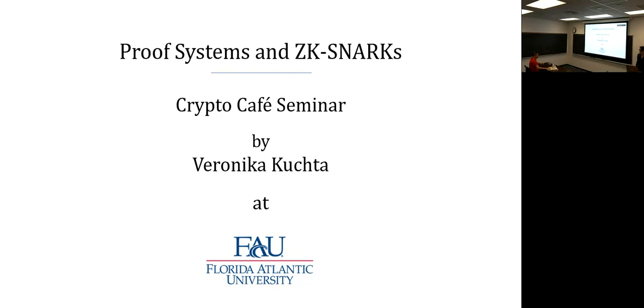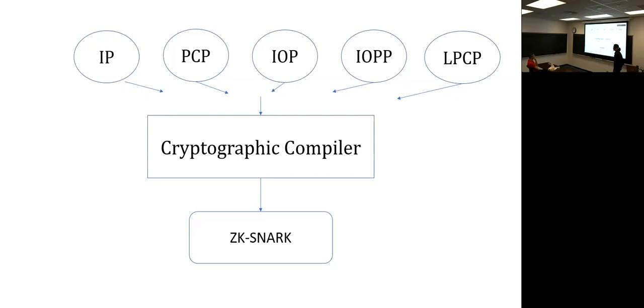So today I'm going to talk about proof systems and ZK-SNARKs. The outline of the talk is the following. I will explain a little bit further what ZK-SNARKs are from different underlying mathematical proof systems. We can obtain ZK-SNARKs from interactive proofs, from probabilistically checkable proofs, from interactive oracle proofs, from interactive oracle proofs of proximity, or from linear PCPs, linear probabilistically checkable proofs.